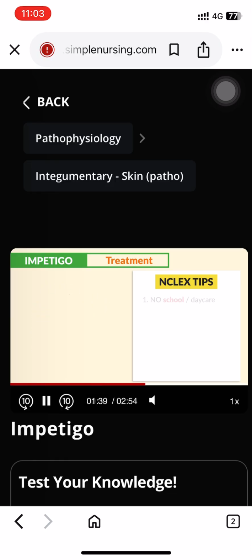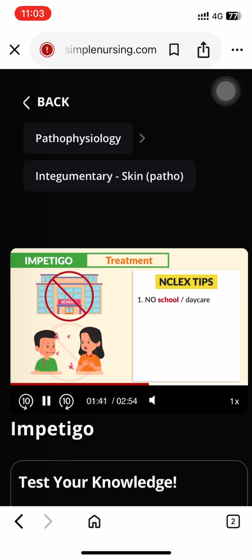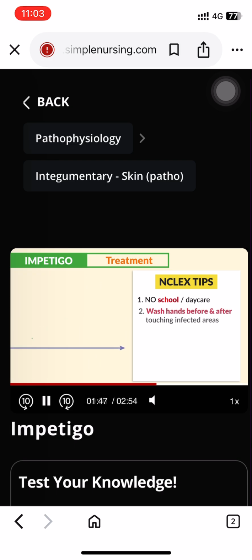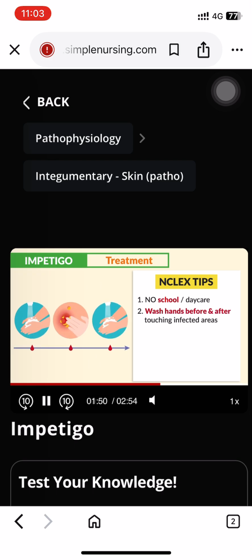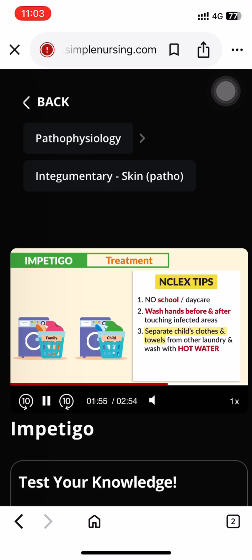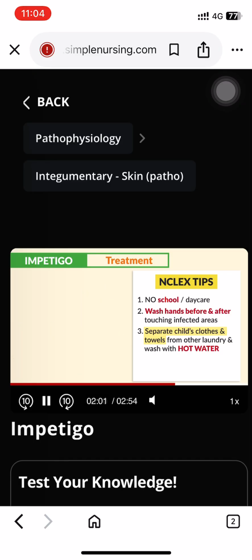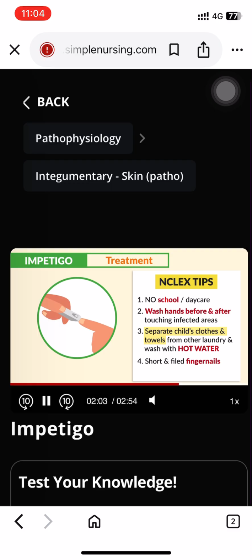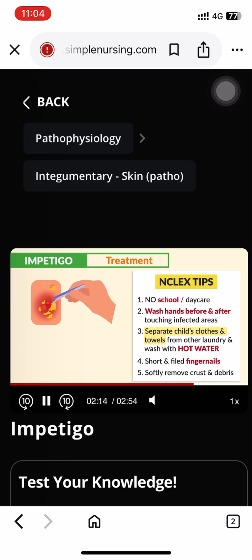So number 1 is no school or daycare to prevent the spread of the infection, especially when there are open sores. Number 2, we always wash hands before and after touching infected areas. Number 3 is separate the child's clothes and towels from other laundry, and always wash with hot water. And number 4 here is short and filed fingernails. Because of the itchy skin, we want to decrease the risk of causing more open sores. And number 5 is softly remove crust and debris from those open sores, as mentioned by Kaplan.